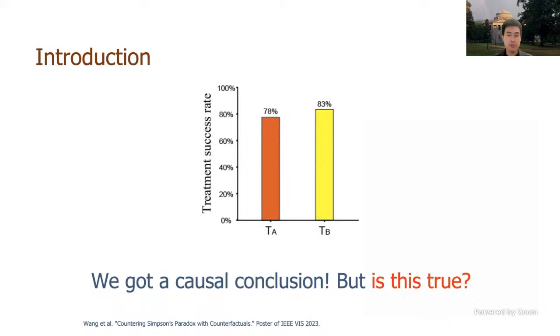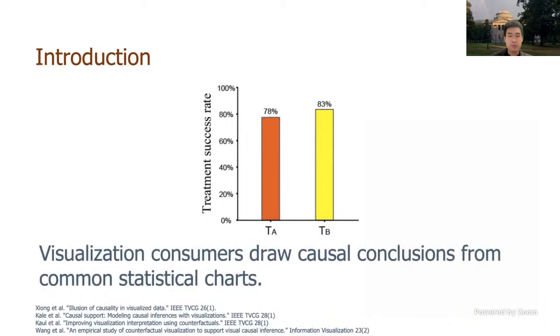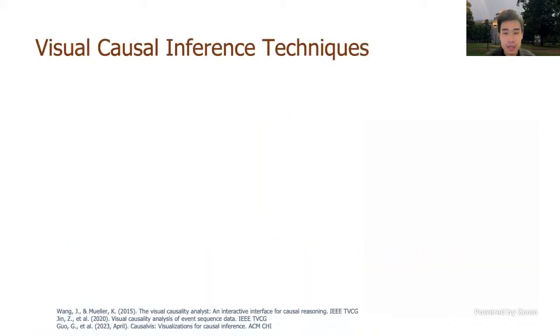For example, patients using treatment A may be in more severe conditions versus those in treatment B, and that causes those differences. Anyway, as we're showing, many other existing studies have also validated that visualization consumers draw causal conclusions from those very common statistical charts. And technically, for better understanding those causal relations from the visualized data, there have been many other approaches.